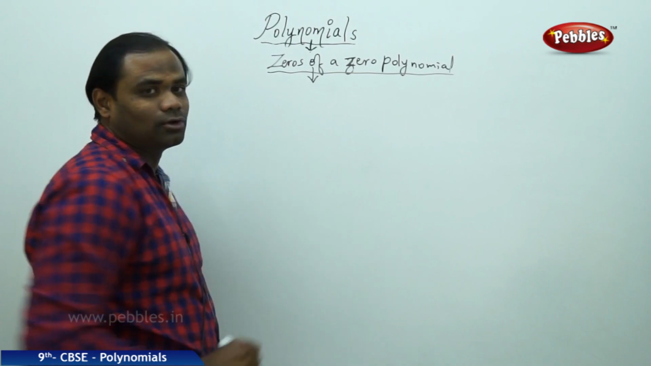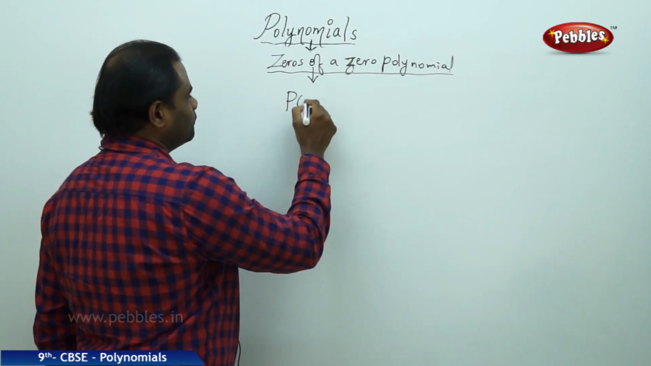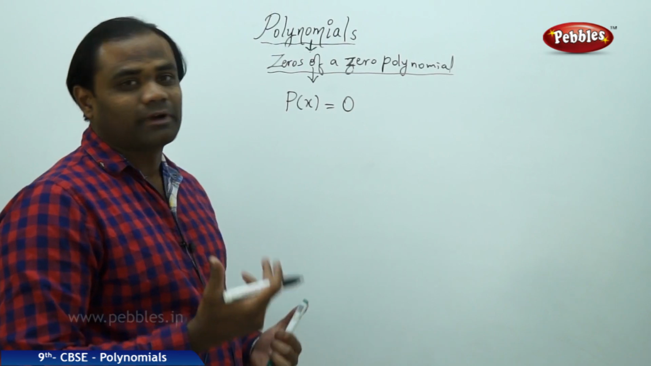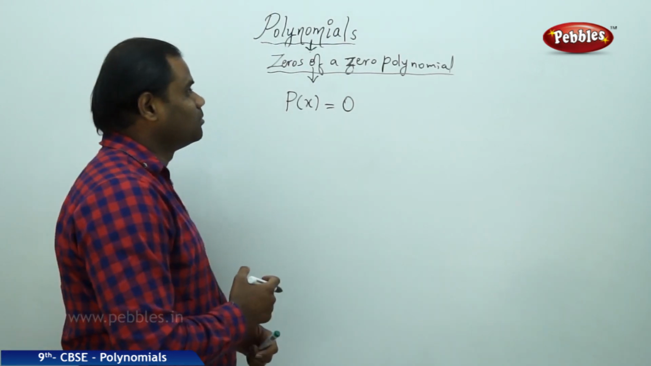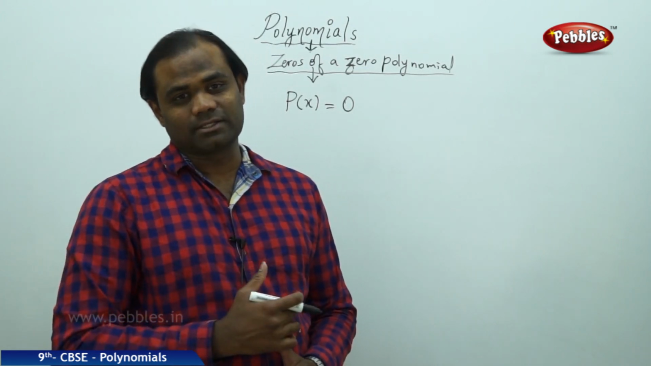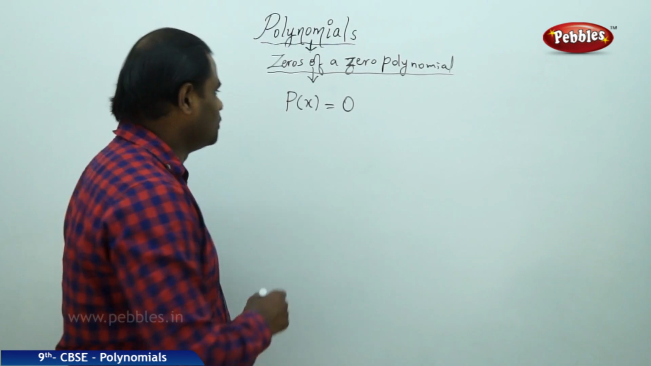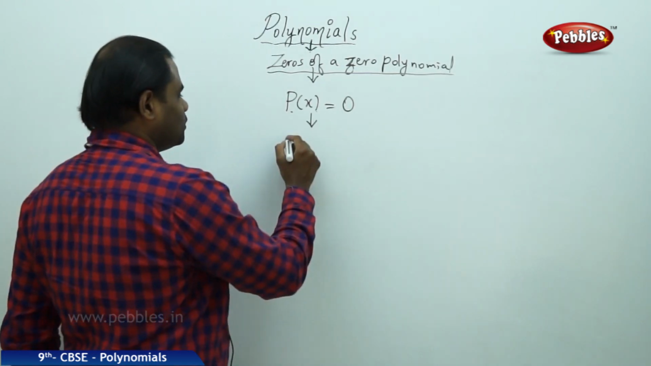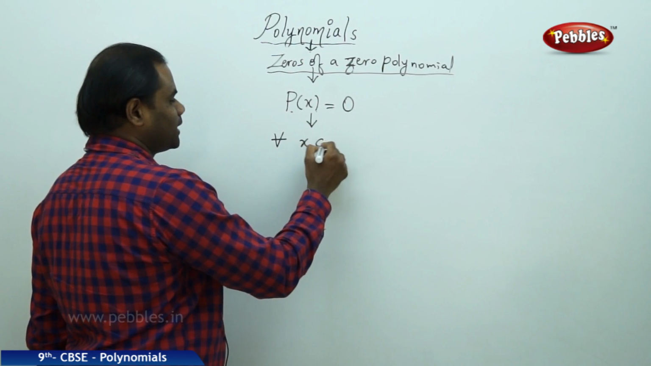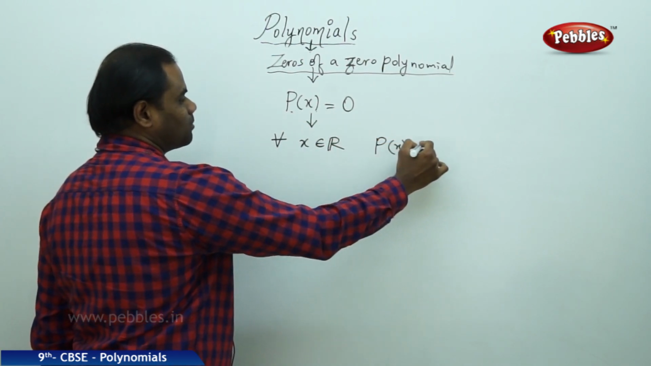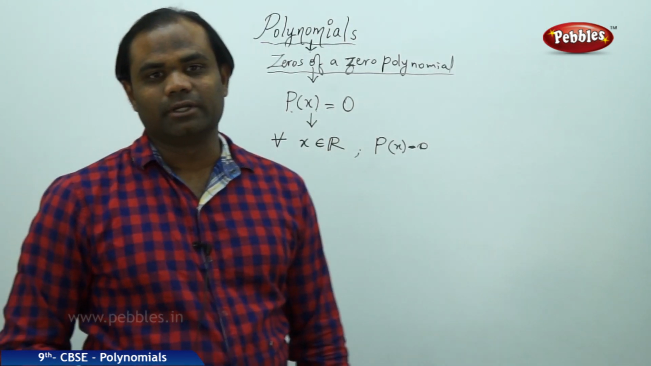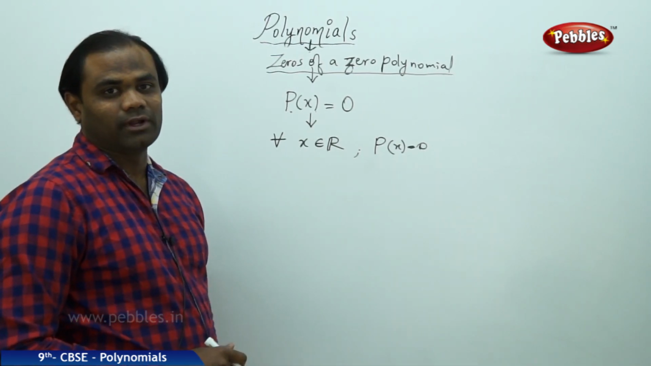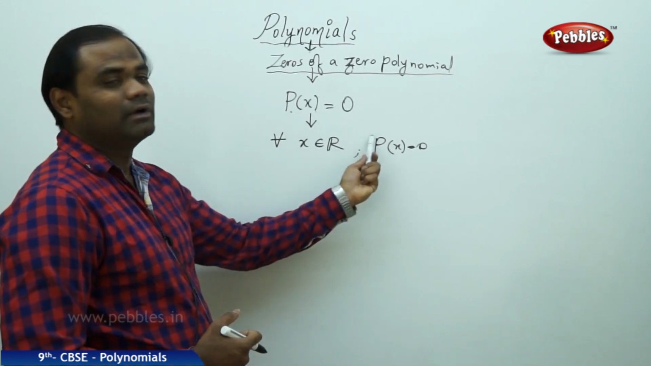Let's revisit the zero polynomial, which we have defined as a polynomial which has the constant zero. For this zero polynomial, I need to find the zeros, which are the values of x for which p of x equals 0. Now the zero polynomial being p of x equal to 0 itself, I have all x belonging to R. For all x belonging to real numbers, the zero polynomial does not lose its definition. It must be p of x equal to 0. Therefore, for every x belonging to R, p of x is 0, or for any x replaced with any real number, I get the value to be 0.